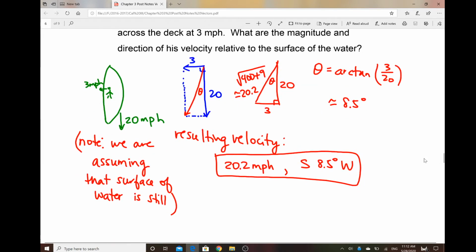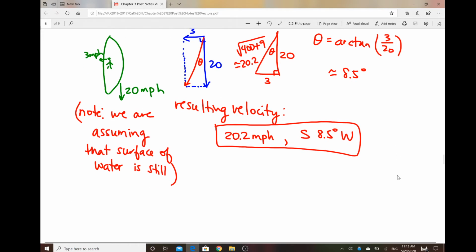So the resulting velocity would be 20.2 miles per hour, and the direction would be south 8.5 degrees west, because that's going down this way. So south 8.5 degrees west. Notice that we're assuming that the surface of the water is still, so the water is not moving.